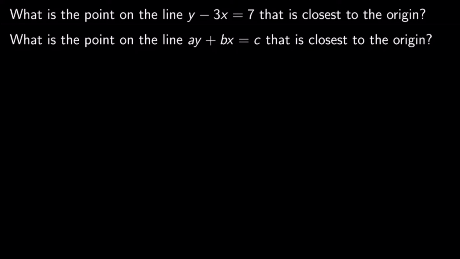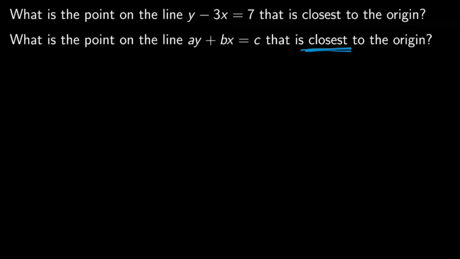I'm going to ask myself, what is the point on the line a times y plus b times x equals c that is closest to the origin? So I'm doing a very generic version of this problem, right? Any a, any b, any c. I'm actually going to restrict myself to non-zero a's and ignore the case of vertical lines. Okay, now for the optimization part.